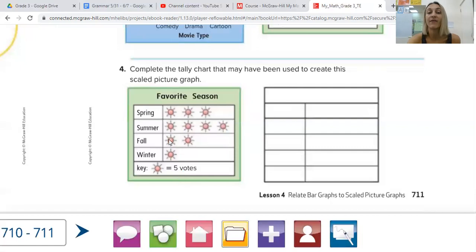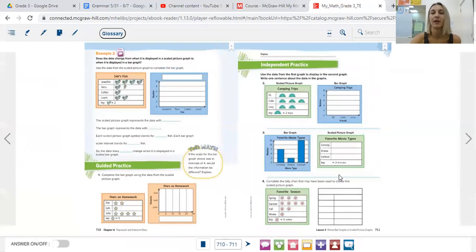So this tells us that it's 5. So for winter, I should have 5 tally marks. Boom, boom, boom, boom, boom. Okay. So title, season, then you write all 4, and then you can write tally marks here, and then you write your marks in those boxes. Now we're bringing it all together.